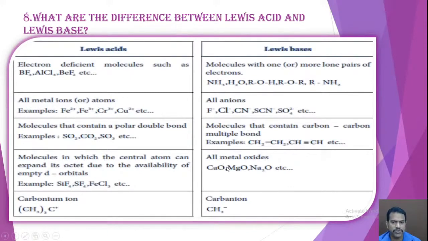All metal oxides. Oxide has 2 lone pairs, right? After bonding with calcium, magnesium and sodium, it still has a lone pair of electrons. So all metal oxides also come under Lewis base. Then carbocation CH3 plus and carbanion CH3 minus. Here positive and negative charge are present. Positive charge means electron deficient, negative means electron rich. So these are the points we should write.